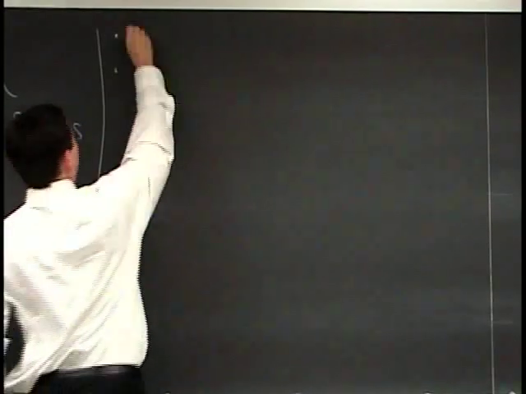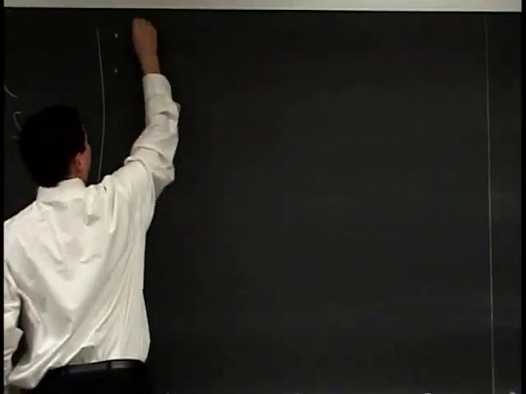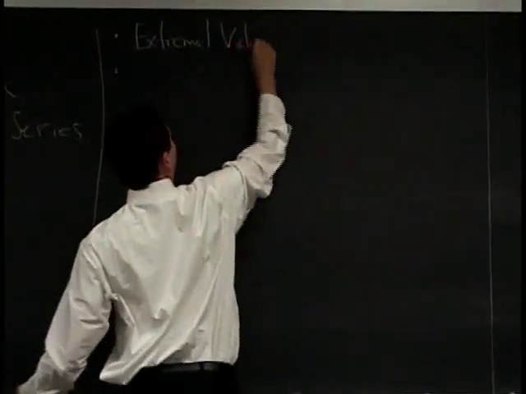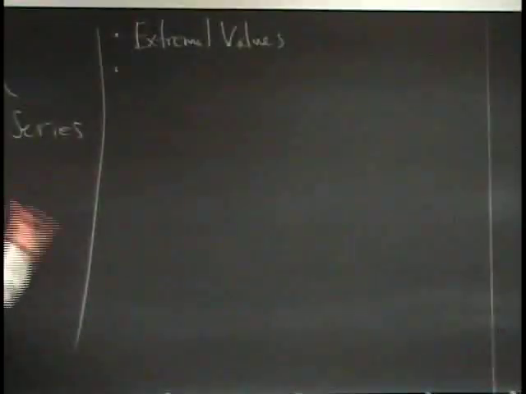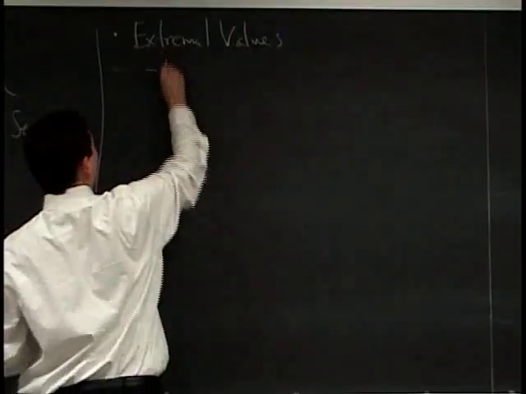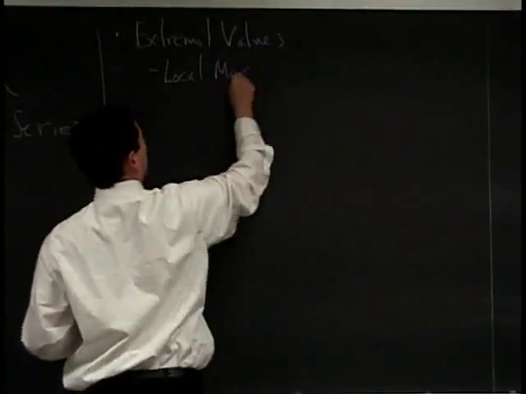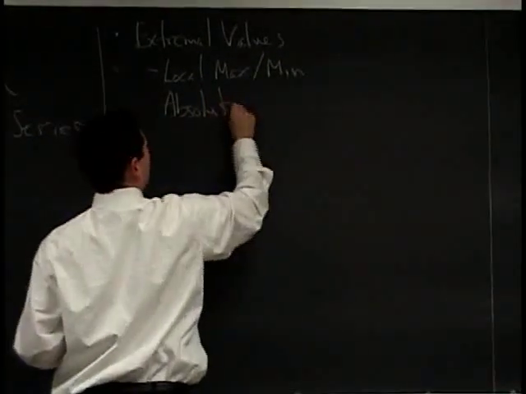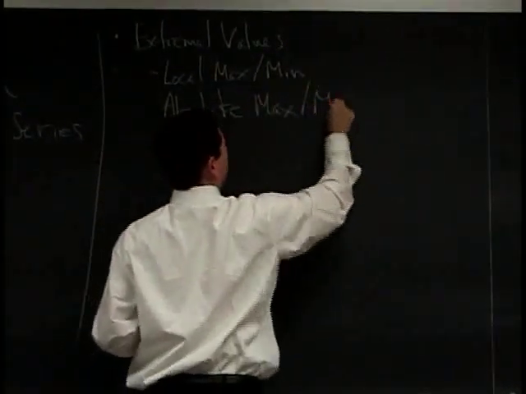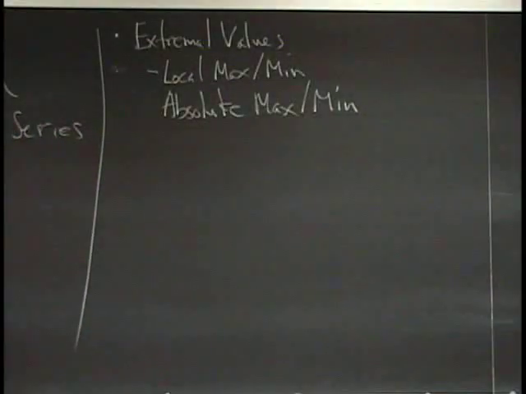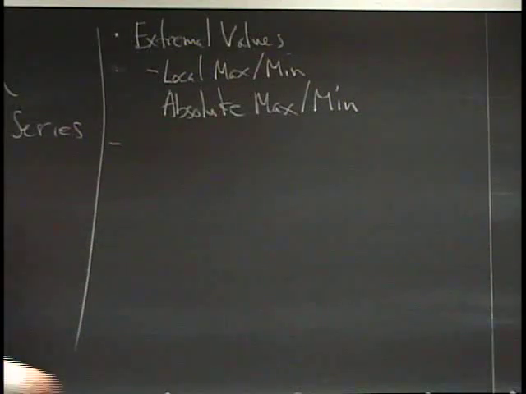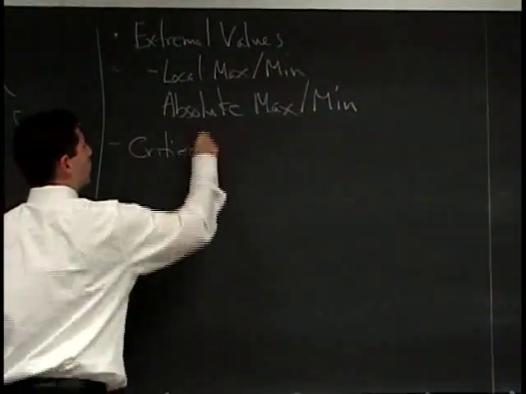Nobody knows these movies. Okay, so as part of curve sketching, first thing we're going to talk about are extremal values. These are going to be something called max and min values. We're going to talk about local max and min and absolute max and min. We're going to talk about critical numbers.